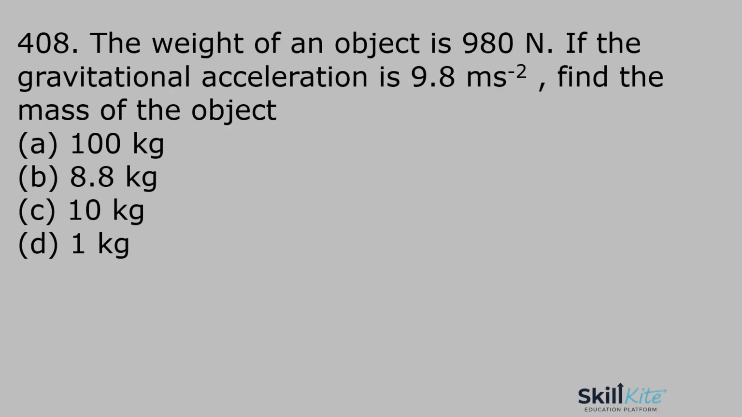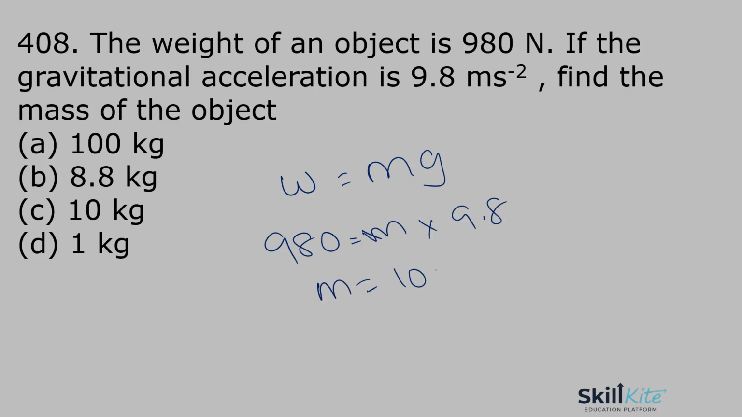The weight of an object is 980 Newton. If the gravitational acceleration is 9.8 meter per second squared, find the mass of the object. Same question given. W is equal to mg. 980 equals mass into 9.8. So mass equals 100 kg. Option A.